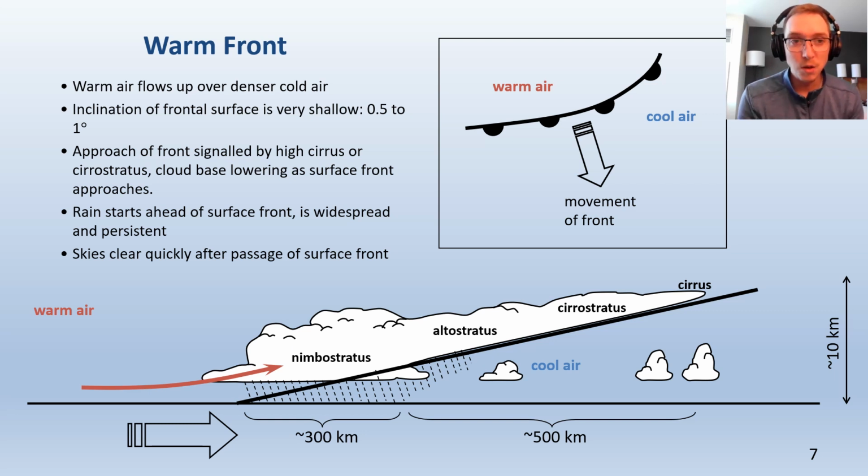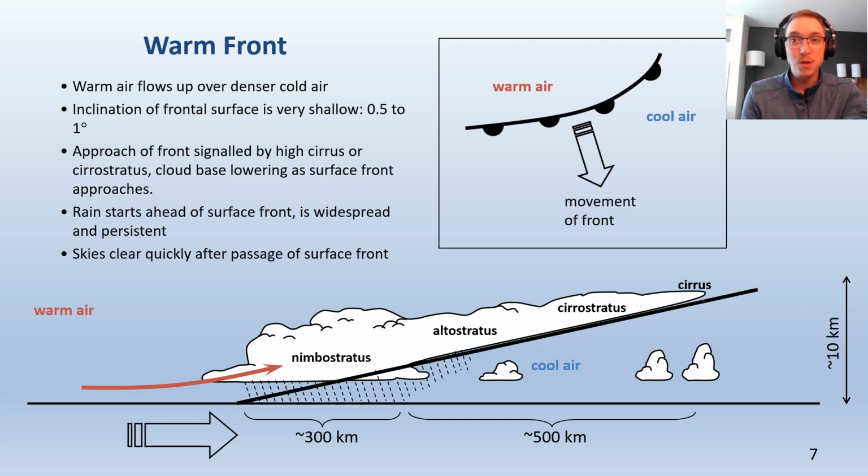The approach is usually signaled by high cirrus clouds. So if we think back a little bit, we were talking about clouds and how we can use clouds to interpret weather. And we talked about cirrus clouds and how noticing cirrus clouds, especially if they're followed by other types, cirrostratus or altostratus, that's a really good indication that some type of meteorological phenomena is impending. So its approach is signaled by a high cirrus or cirrostratus.